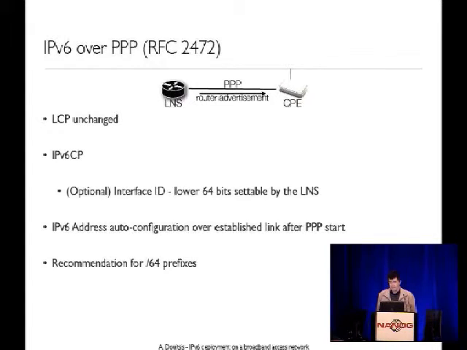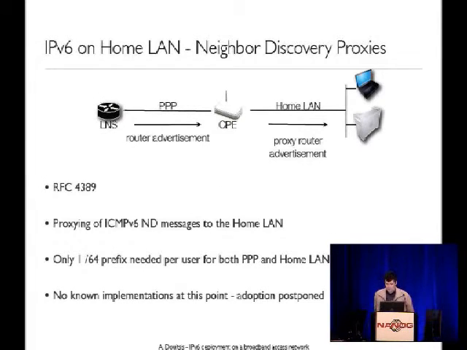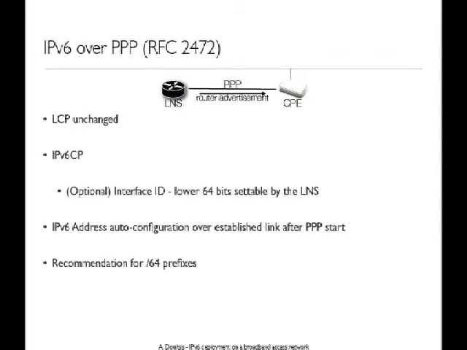After the PPP establishes itself between the LNS and the CPE, IPv6 address auto-configuration is being done normally. Do note that the interface ID, which are the 64 bits, is being used as an EUI-64 address to complete the address auto-configuration. And like I said, the recommendation is always to use /64 prefixes in all the interfaces around the CPE. Okay, the tricky part, that was easy. This is just IPv6 over PPP.